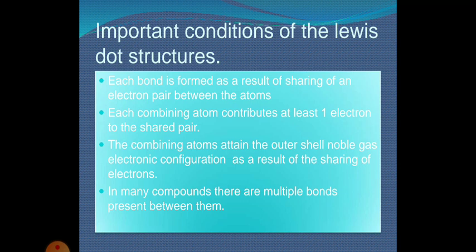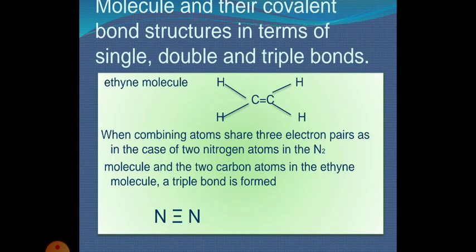In many compounds, there are multiple bonds present between them. Such examples now we are going to consider here. Molecules and their covalent bond structures in terms of single, double, and triple bonds. For our simplicity, students, we are going to learn the ethyne molecule.